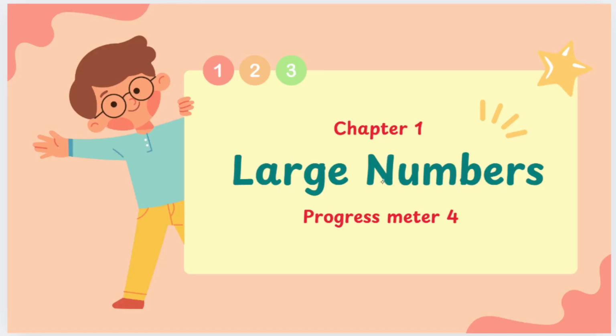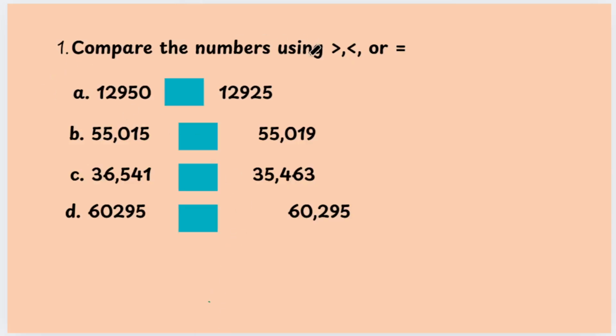Next, we are going to see about progress meter 4. In this, we will see some exercise based on comparing and ordering. The first one is compare the numbers using greater than, lesser than or equal to.